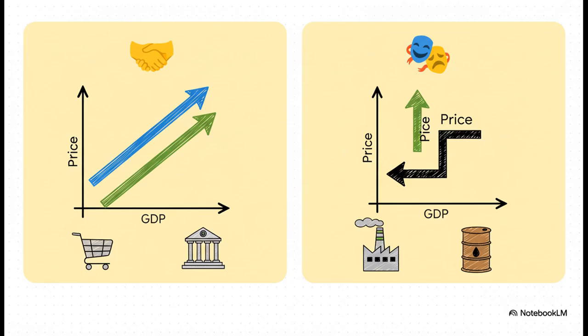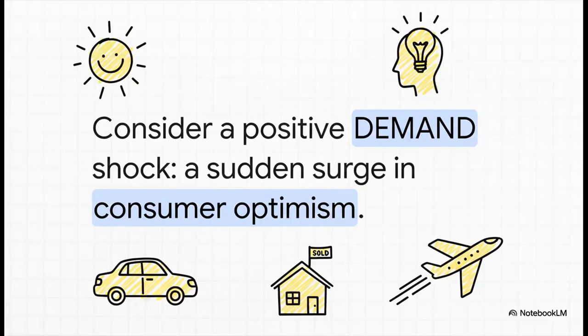And here is the absolute key difference. With a demand shock, price and output move in the same direction. With a supply shock, they move in opposite directions. Okay, let's make this real. Let's walk through an example.